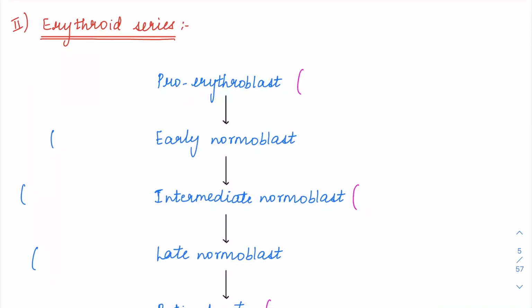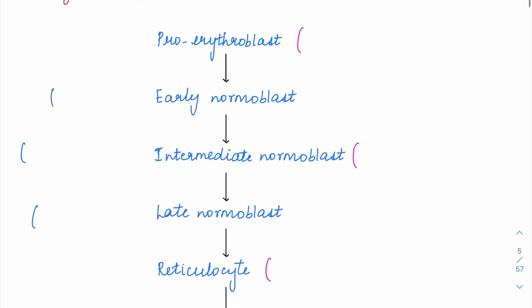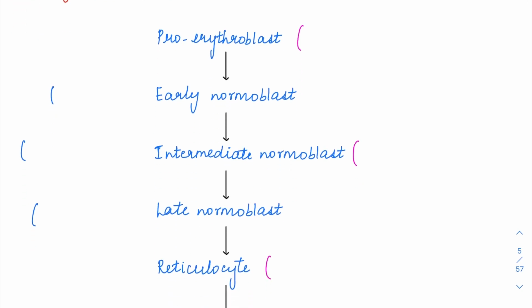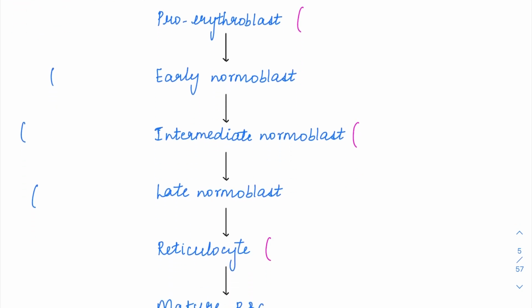So now we had seen about the general introduction to hematology. Let's move on to the erythroid series proper. So erythroid series, the initial precursor will be the pro-erythroblast. So this is the first cell which is being formed. So pro-erythroblast or a pro-normoblast. We use the term erythroblast or normoblast for erythroid series.